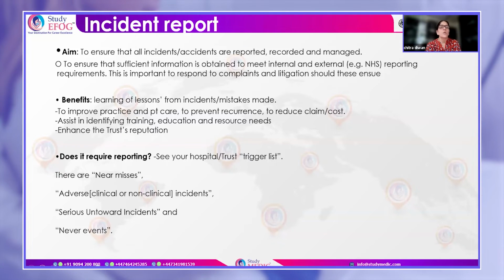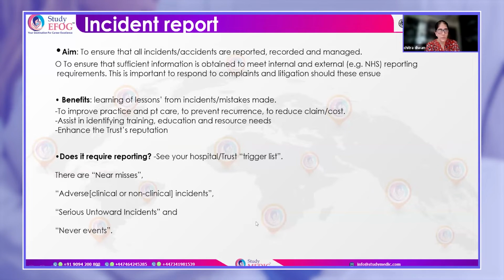Okay. Now, what are the benefits? Understand that incident reporting is not something because you want to complain against a particular person. It is to learn from the incident that has happened and to make sure that these mistakes are not repeated again. Also, it is to improve patient practice and patient care, to prevent recurrence and to reduce the claim or the cost of litigation. And it will also help to improve the trust or the hospital reputation.